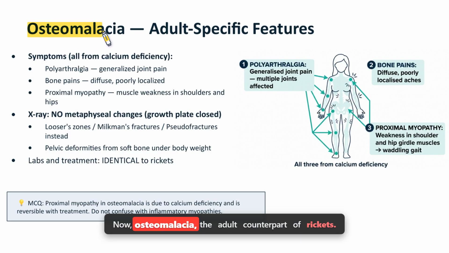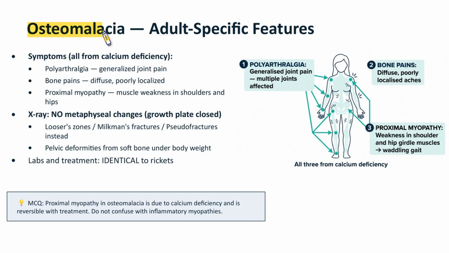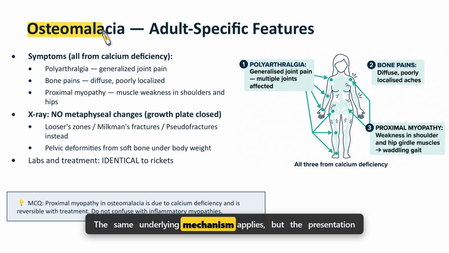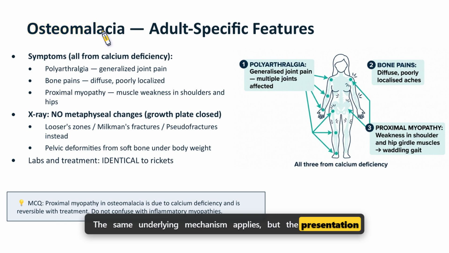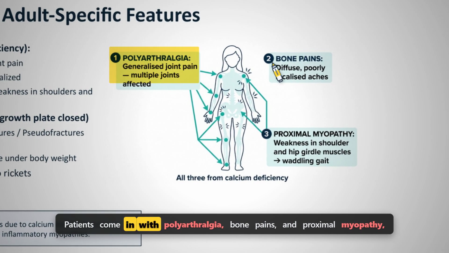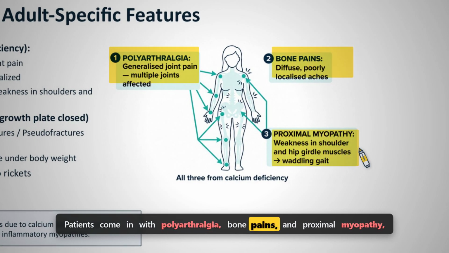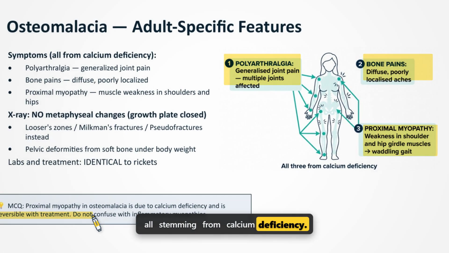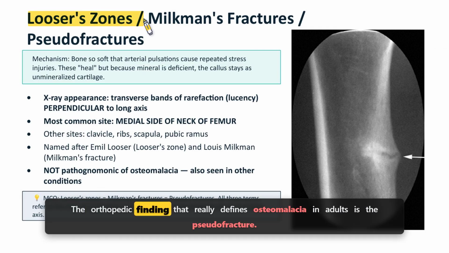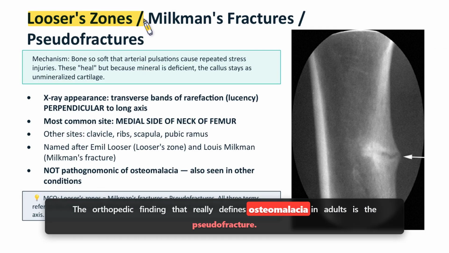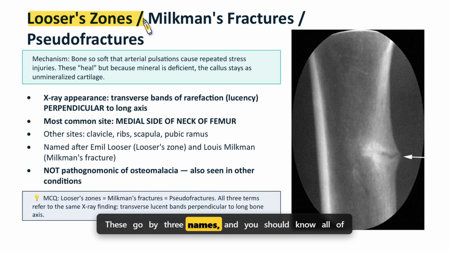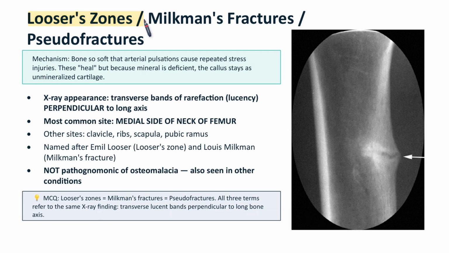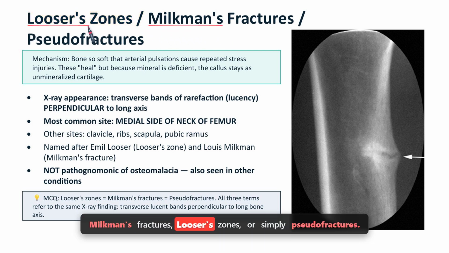Now, osteomalacia, the adult counterpart of rickets. The same underlying mechanism applies, but the presentation shifts. Patients come in with polyarthralgia, bone pains, and proximal myopathy, all stemming from calcium deficiency. The orthopedic finding that really defines osteomalacia in adults is the pseudofracture. These go by 3 names, and you should know all of them: milkman's fractures, Looser's zones, or simply pseudofractures.